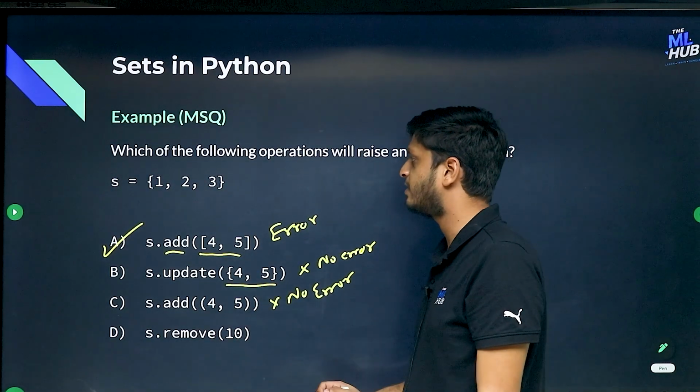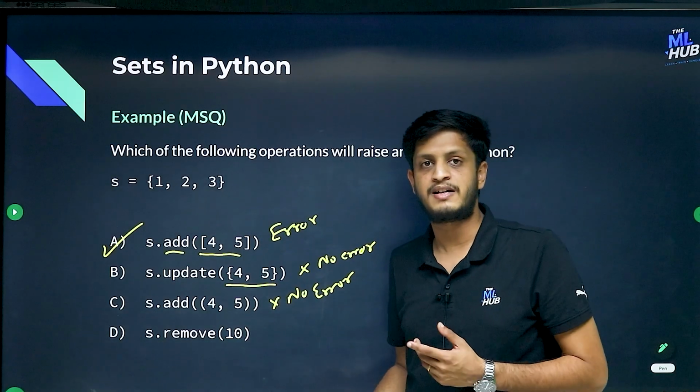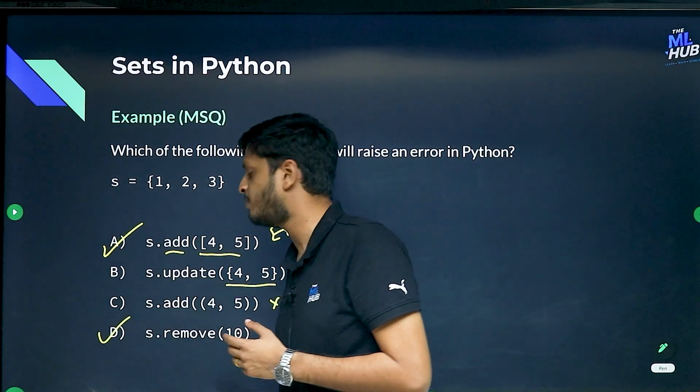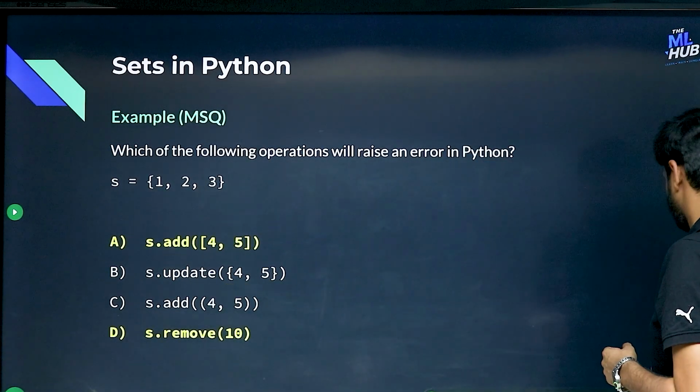S dot remove 10. Now remove function raises an error if the element is not present in the set. 10 is not present in the set, and hence it will raise an error. Remove function raises an error, and hence option A and D are correct. Okay.